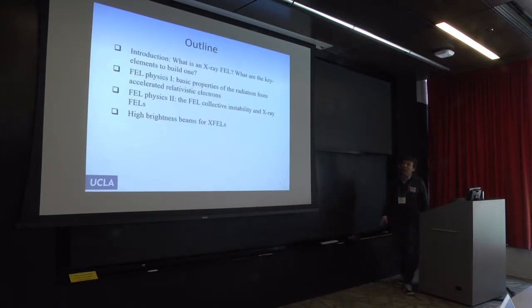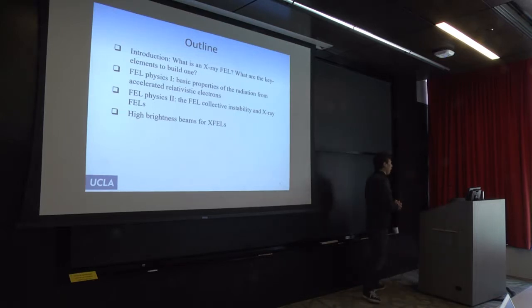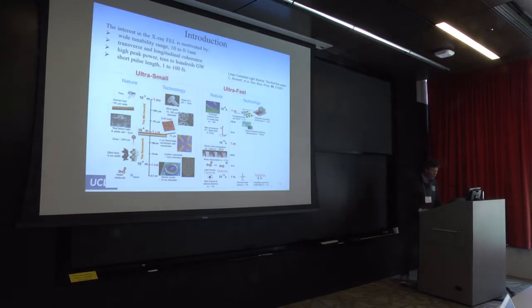So what am I trying to do here? Describe what is an X-ray FEL, what are the key elements, discuss a little bit of the underlying physics, the basic property of the radiation from accelerated relativistic electrons, and how you can combine all the emitted radiation to make a free electron laser. And at the end, try to highlight the connection between X-ray free electron lasers and the goal of this center to generate higher brightness electron beams.